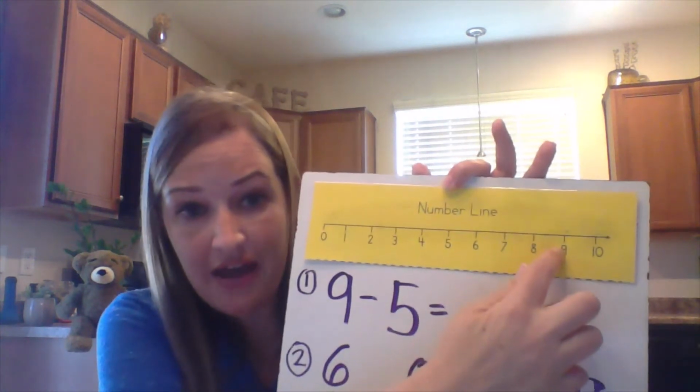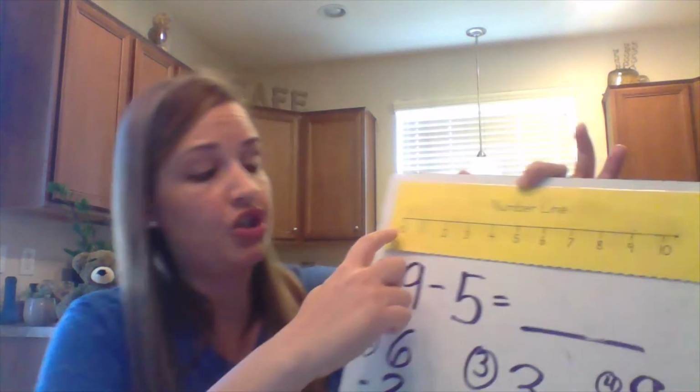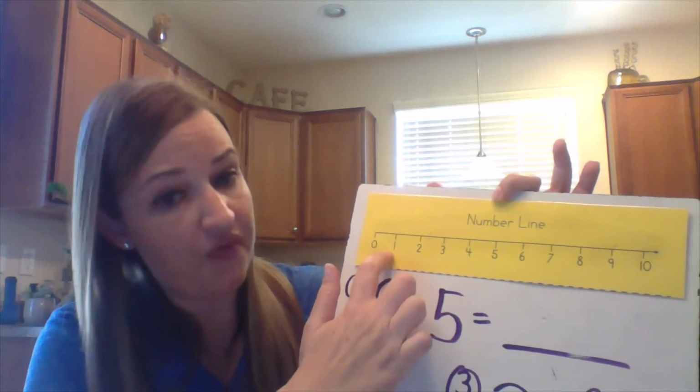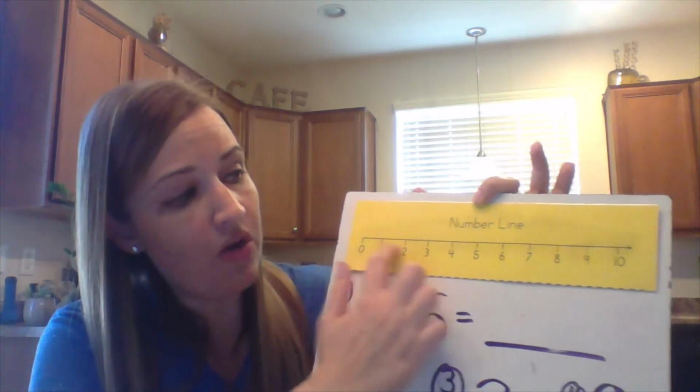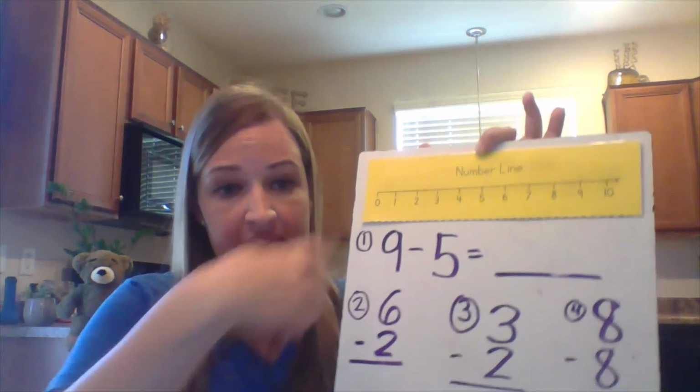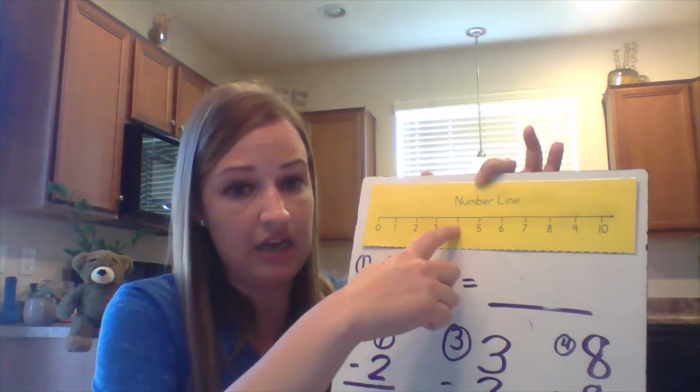Okay, strategy number 4, our last strategy, and it's going to be using a number line. Now, if you don't have a number line handy, you can easily draw one. You're going to start with 0, have a little bit of a finger space before you draw 1, okay? And you go all the way to 10. Now, we're going to try solving these subtraction problems using a number line.